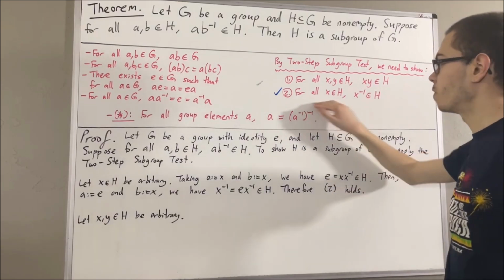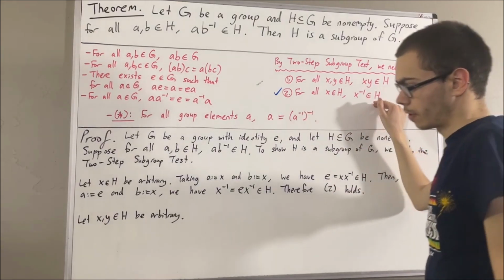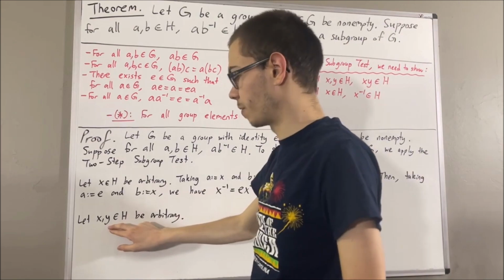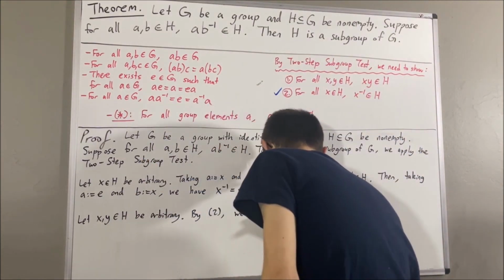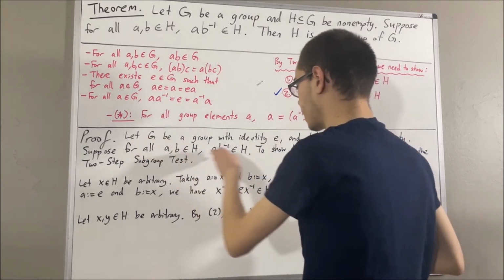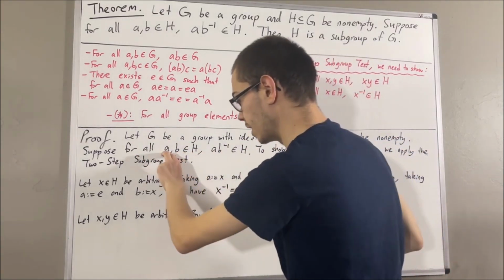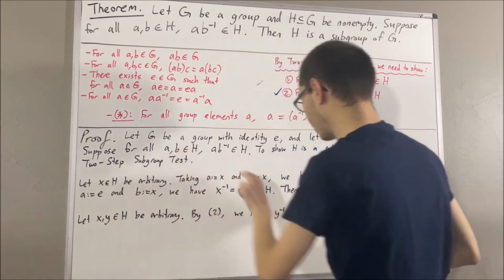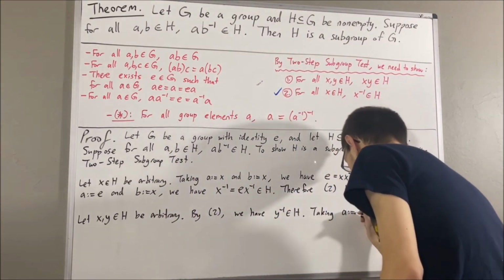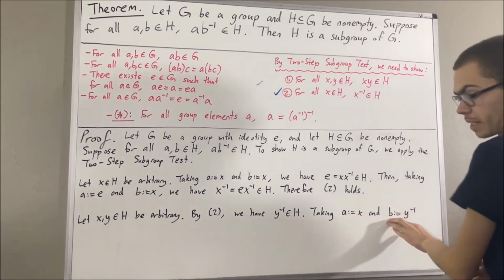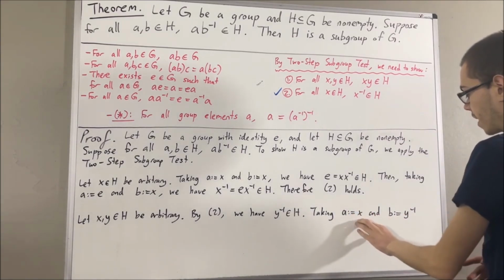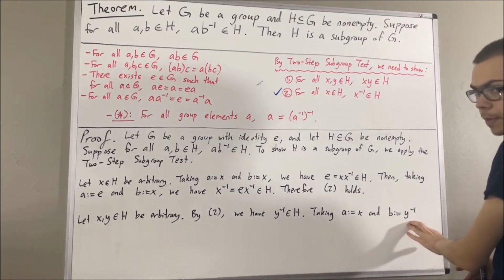Now, since we have proven that 2 is true, that tells us, since y is an element of H, that the inverse of y is an element of H. And now, applying our hypothesis, we're going to take A to be x, and we're going to take B to be the inverse of y. Then again, we have that A times the inverse of B is an element of H. In other words, x times the inverse of y is an element of H.